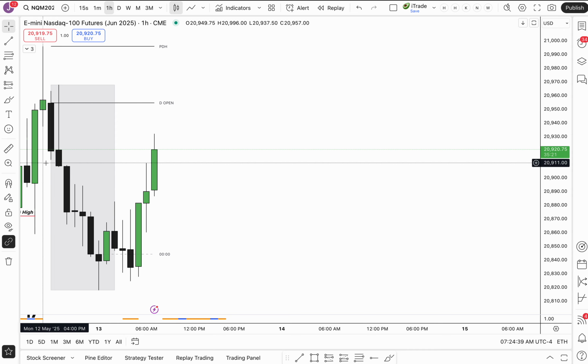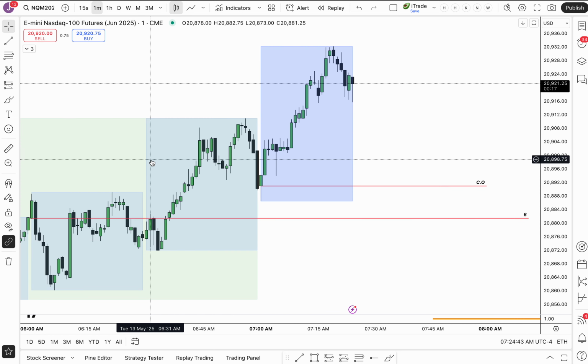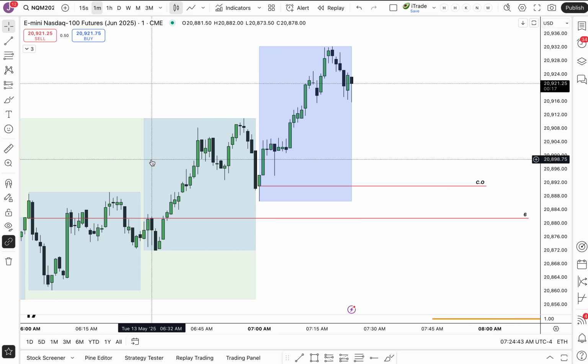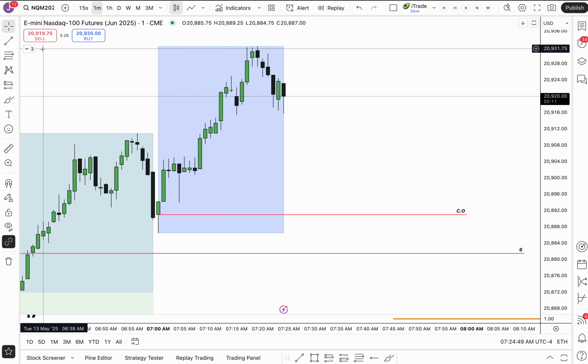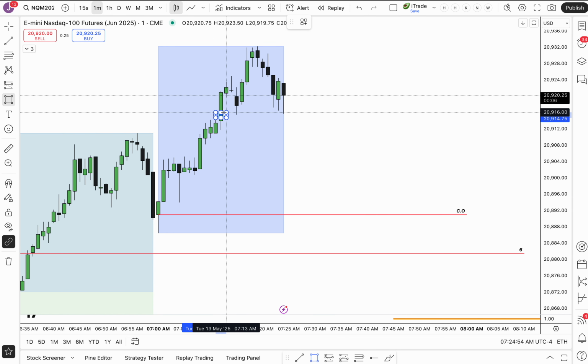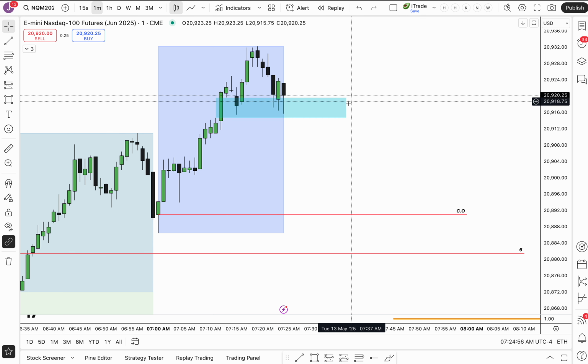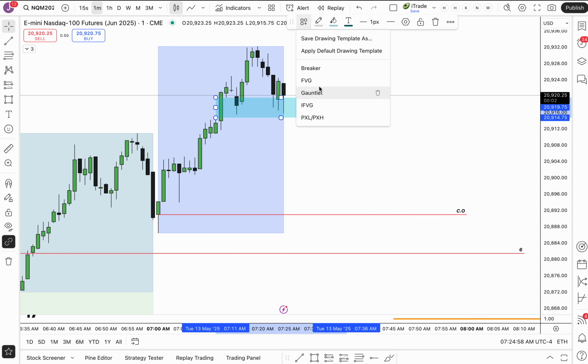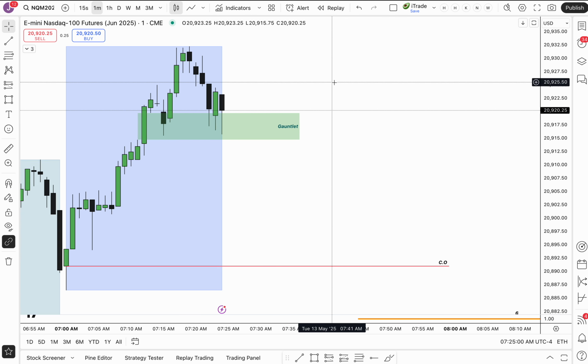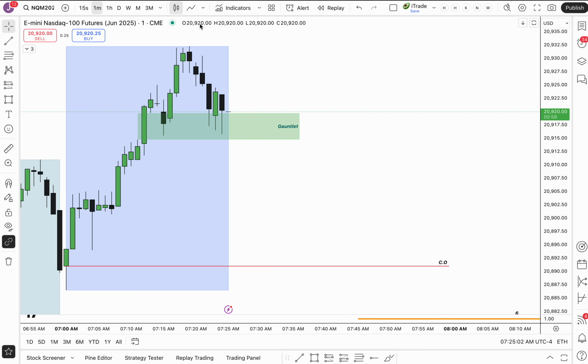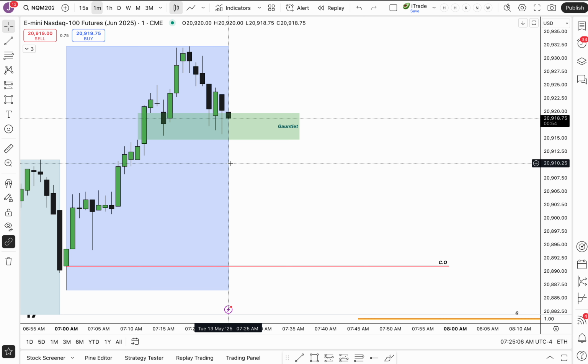Just wanted to see if this was an hourly fair value gap, and it is. So we open the cycle, run higher. It's also 7 a.m. So this is a potential gauntlet here. You just have to anticipate it before it even happens. So you see that, you see that, you see that, and now you think this could be a gauntlet if we get that pattern of closure below.